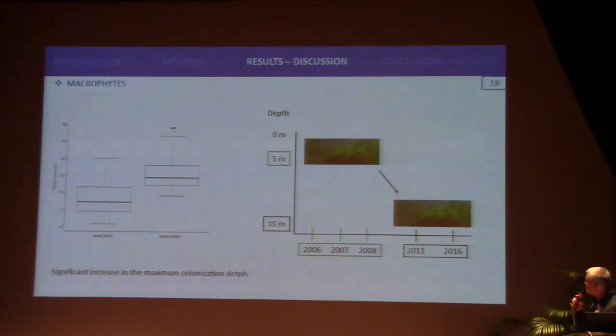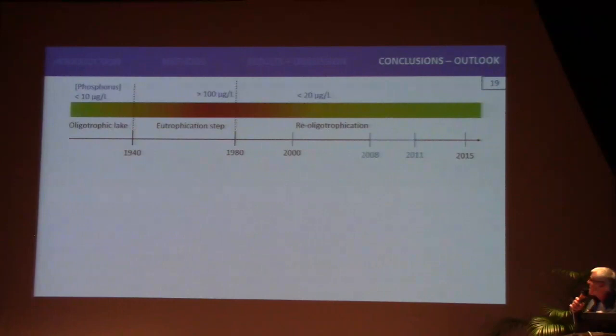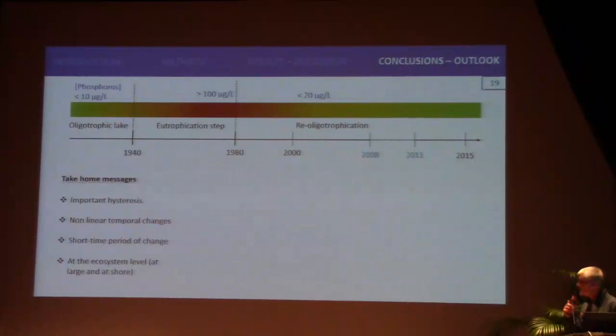So clearly, what we saw for Lake Bourget is that this ecosystem underwent eutrophication, and then a beautiful re-oligotrophication process from the 80s to now. There was not a clear decrease of the different phytoplankton biomass during that time, and the hysteresis was very important, as has been shown for different ecosystems. We could observe non-linear trajectory changes, and most of them occurred in a very short time window, both at the ecosystem level, in the pelagic and in the littoral zone.